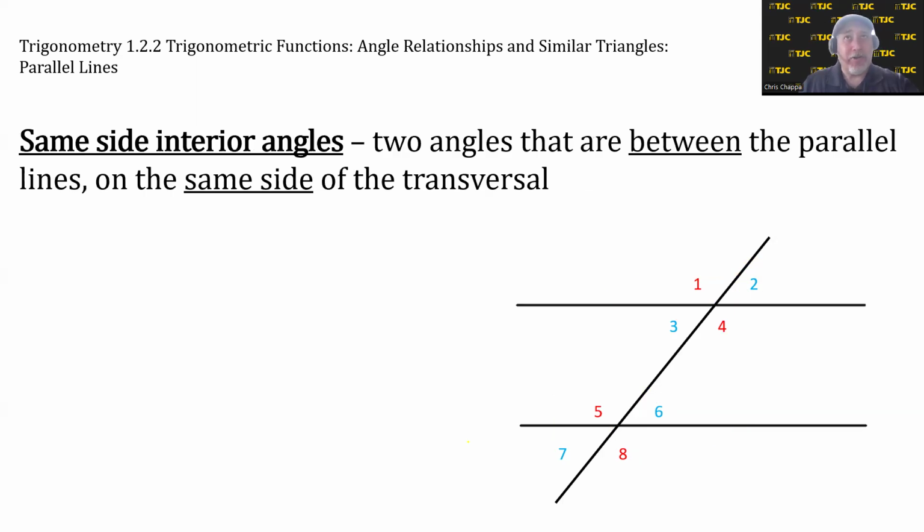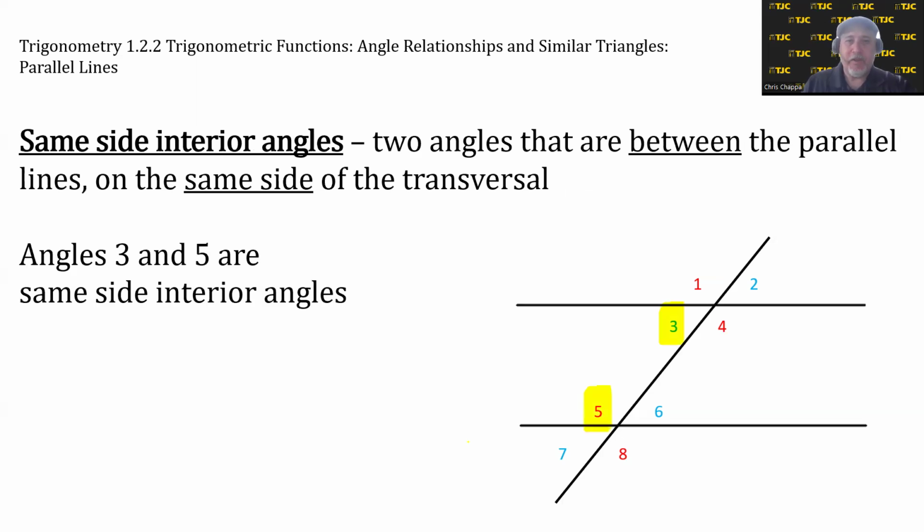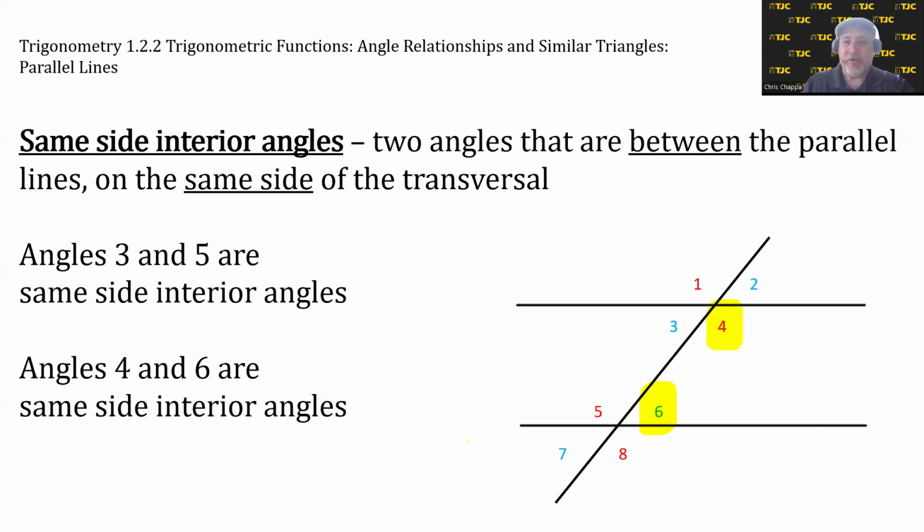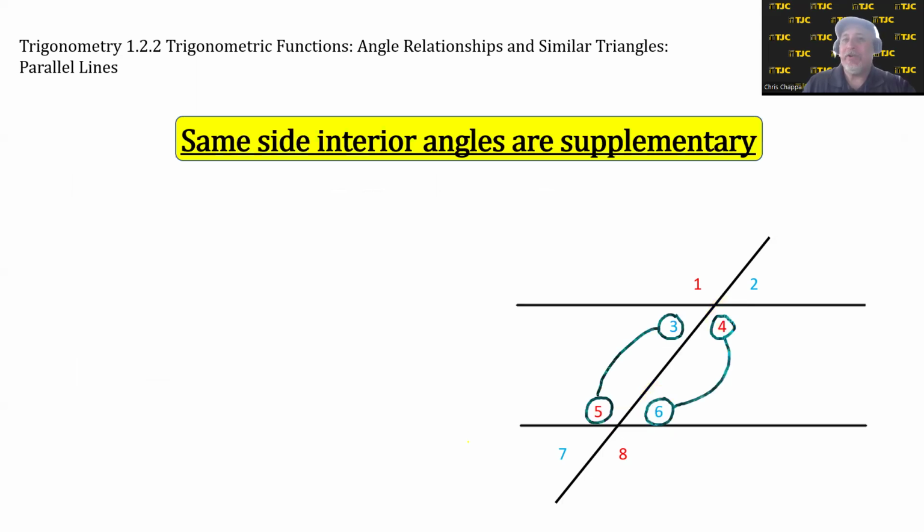Same side interior angles. It's a mouthful, but there are 2 angles that are between the parallel lines on the same side of the transversal. There's 2 pairs of them. 3 and 5 are same side of the transversal interior of the parallel lines, as are 4 and 6. And if you notice, each pair is opposite colors, which means same side interior angles are supplementary.